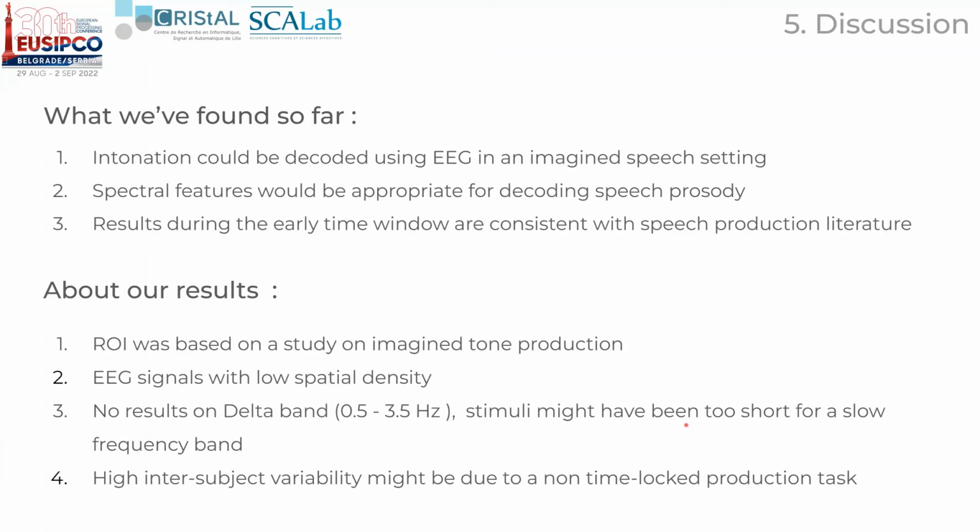It is known that as a non-invasive recording system, EEG tends to have low spatial density compared to other systems like electrocorticography, which is an invasive system. We didn't get significant results with the delta band, which is considered to be important in imagined speech production. We think it might be because the stimuli might have been too short for this very slow frequency band. We also observed high variability from subject to subject. We think this was due to the fact that our task was not time locked.